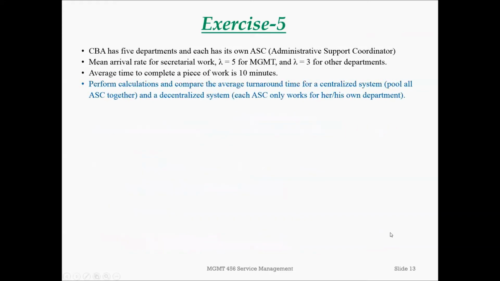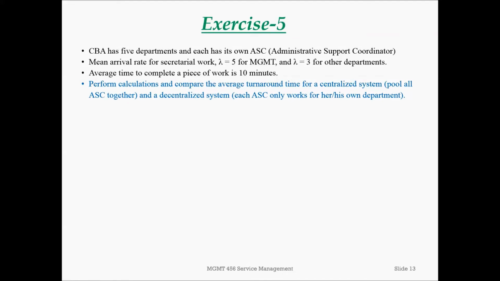Now, let's look at the centralized system. With a centralized system, we pool resources together. That means we pool the 5 ASCs together, they work together, and we will be using 1 queue. So all the work orders will come to this queue. It's 1 queue and 5 servers, so it's M/M/5. So how do we perform the analysis?